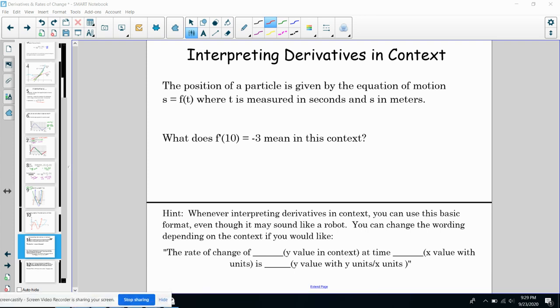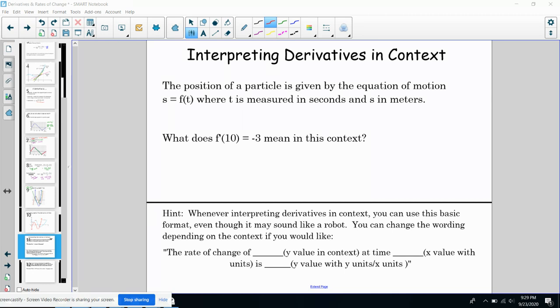Now we're going to interpret derivatives in context. A lot of times on the AP exam, they will want you to find a derivative, which we will learn how to do later on, but they will also ask you to interpret it in context. You have to be able to understand what they're talking about, why they're talking about it, and what it represents.